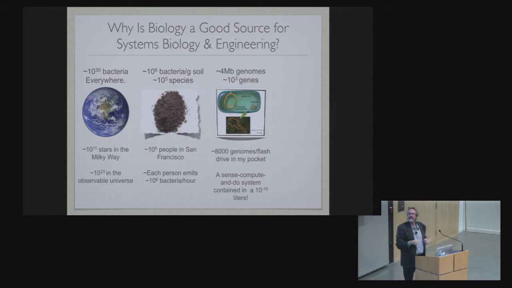6 megabase, but about 10 to the 3rd genes, about 1,000 genes. But I have around 8,000 genomes in the flash drive in my pocket at the moment, just as information. And there are sensors in compute-induced systems containing 10 to the minus 15th liters, a femtoliter. They have hundreds of sensors, do complex logic, and can actuate mechanical and chemical change in the environment by doing this. They're also short programs.